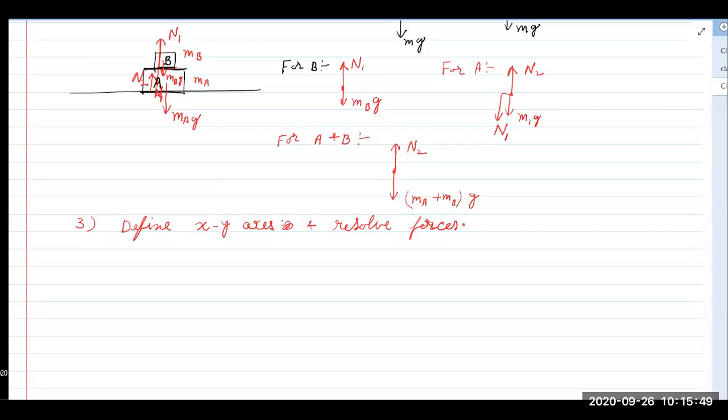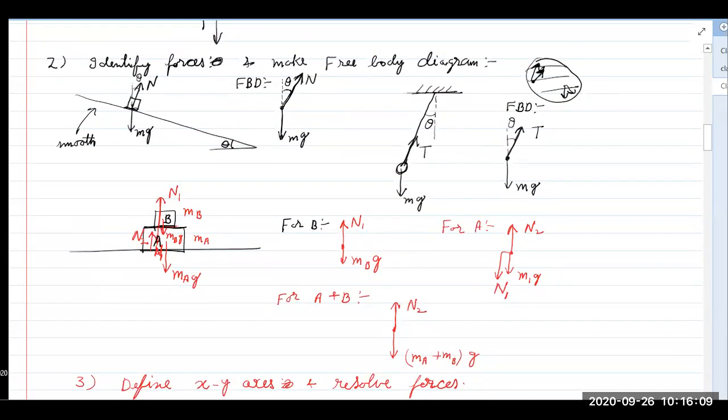Across the two directions, whatever directions we have taken, resolve the forces across these directions, and then write the equation. The final step is writing the equation. So I will just show how to write the equation for the above examples. Okay, so first we will see this incline example.